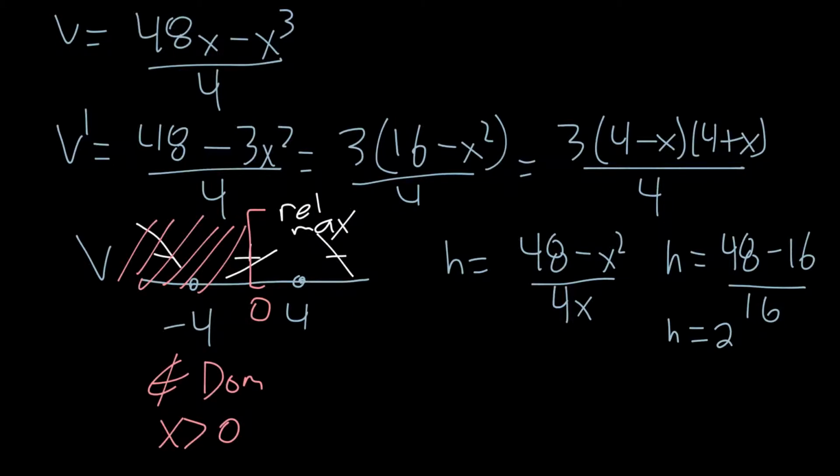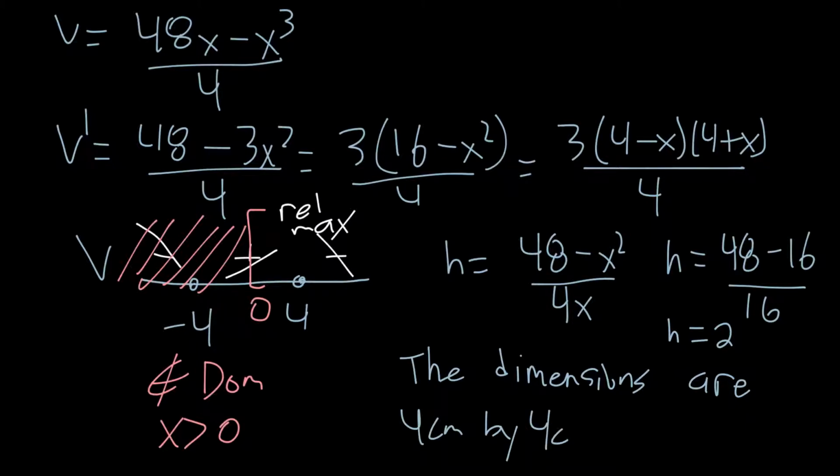Now we want to answer in a sentence, so the dimensions are 4 centimeters by 4 centimeters by 2 centimeters. The 4 centimeters for the base, 4 centimeters for the other side of the base, and 2 centimeters for the height. These are the dimensions that will maximize the volume of the box.